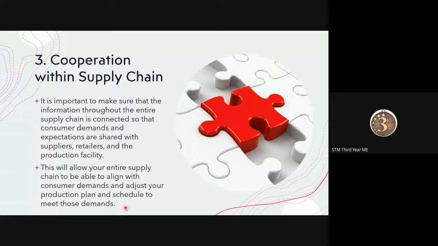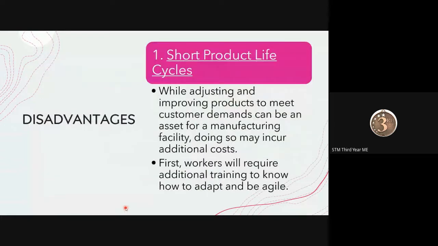Next are the disadvantages. So what are the disadvantages of agile manufacturing? First one is, as stated earlier, short product life cycles. So that is one of the problems I have already mentioned earlier.